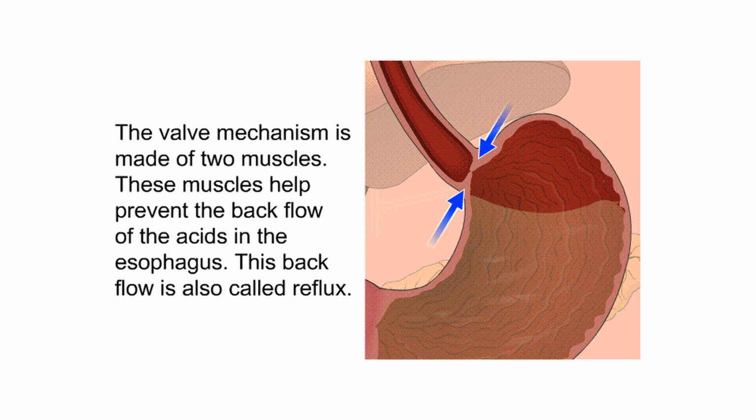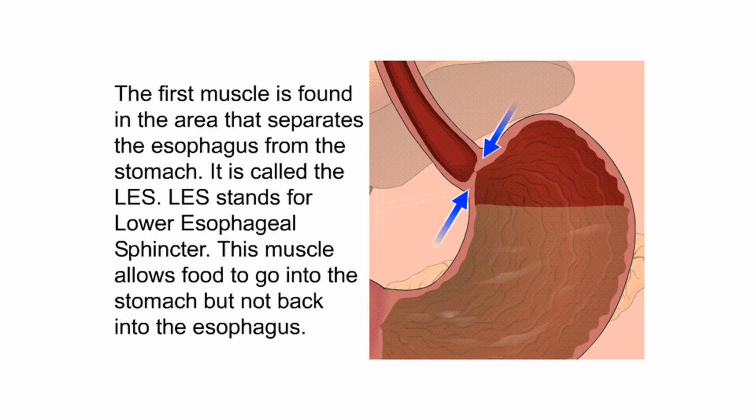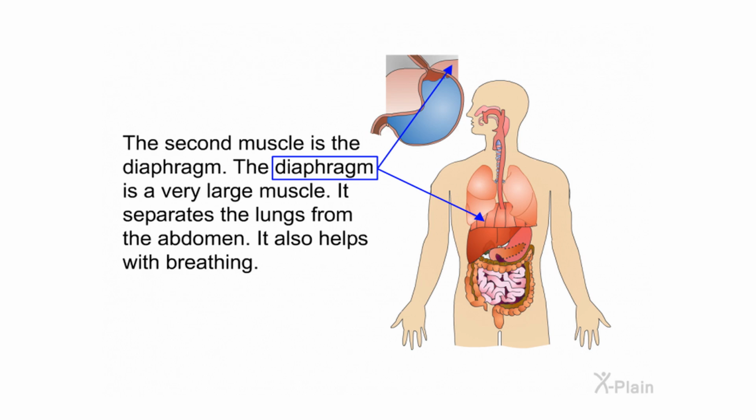The valve mechanism is made of two muscles. These muscles help prevent the backflow of acids in the esophagus. This backflow is also called reflux. The first muscle is found in the area that separates the esophagus from the stomach. It is called the LES. LES stands for lower esophageal sphincter. This muscle allows food to go into the stomach but not back into the esophagus.